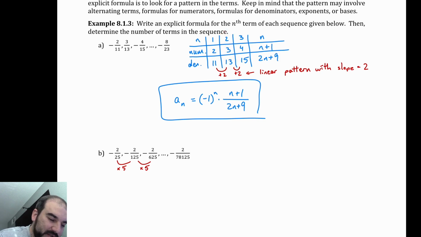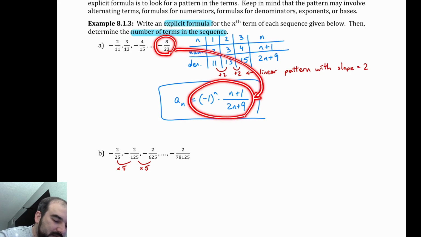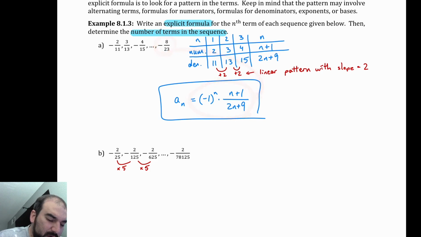Sorry, we actually didn't finish this question. We wrote the explicit formula. The question also asks us to determine the number of terms in the sequence. In this case that is pretty easy to find, but in other cases we may have to just set this term equal to this explicit formula and solve for n, which would find what number term it is.